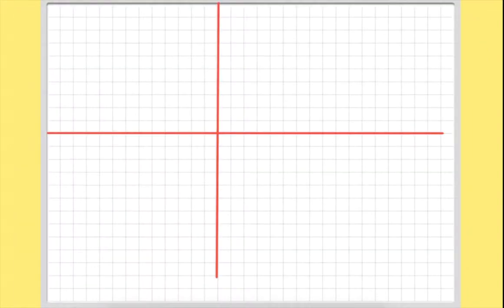Why don't you try graphing a system of inequalities on your own. Pause the video, see how it works, and then we'll go over it together. So you have y is greater than negative x, y is greater than or equal to x minus 4, and y is less than 5. Give that a shot.